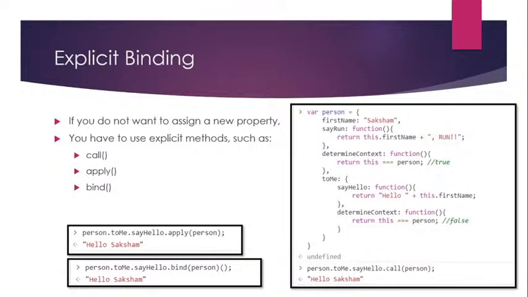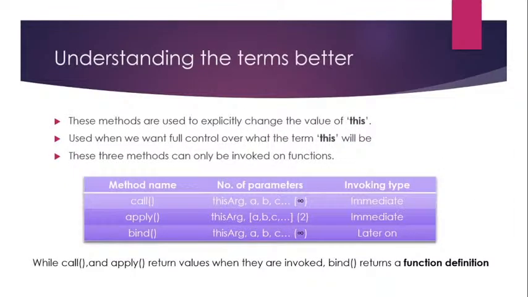Is there any further use of these three methods apart from explicit binding? We're going to see all of these questions. So these terms, call, apply, and bind, we're going to have a great look at in the coming 5 to 10 slides, I guess. And these methods are obviously used when we want full control over what the term this will be, and these methods can only be invoked on functions.